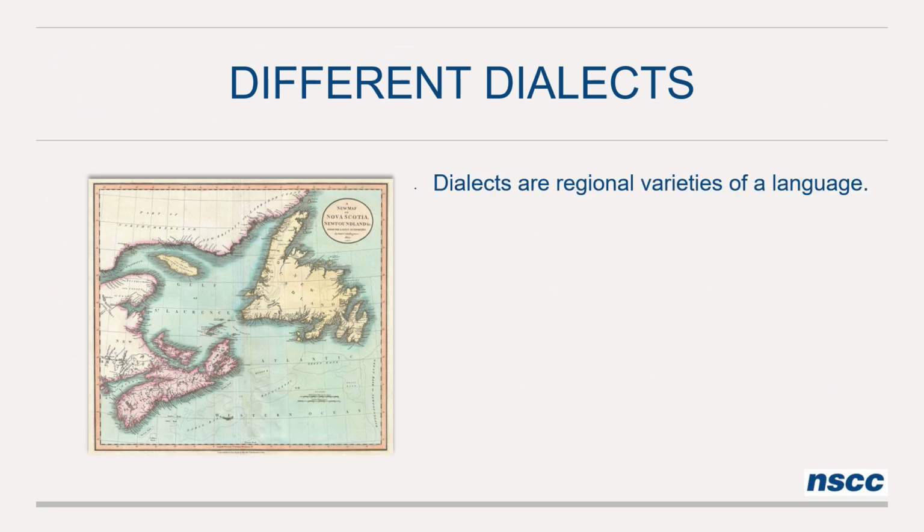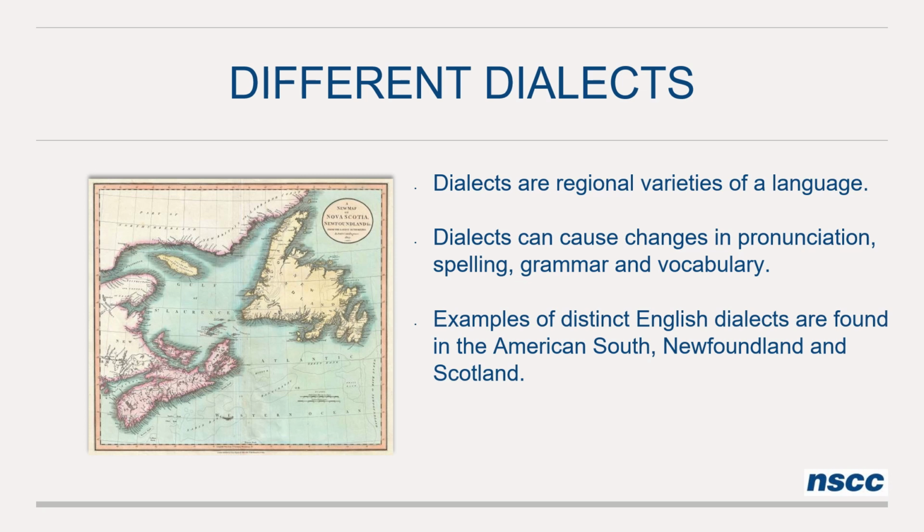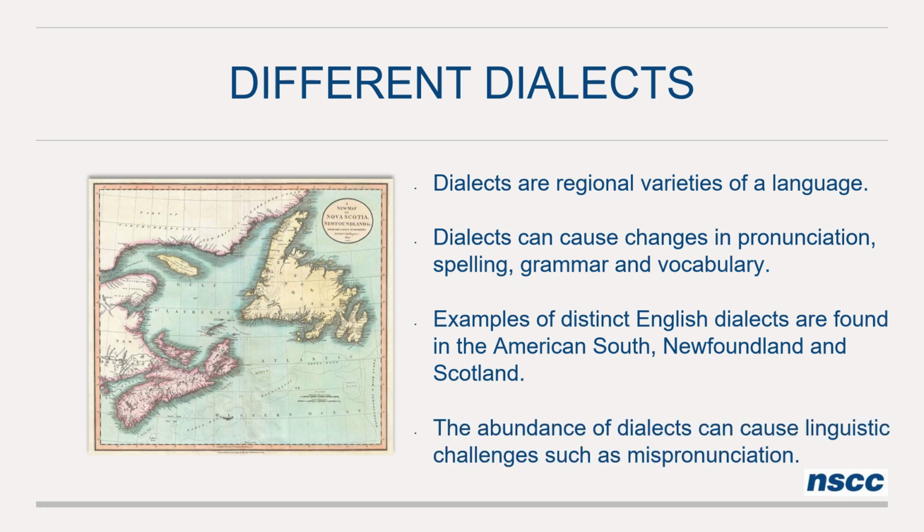Dialects are what we call regional varieties of a language. Dialects can cause changes in pronunciation, spelling, grammar, and vocabulary. Examples of distinct English dialects are found in the American South, Newfoundland, and Scotland. The abundance of dialects can cause linguistic challenges, such as mispronunciation and difficulty listening to different dialects.